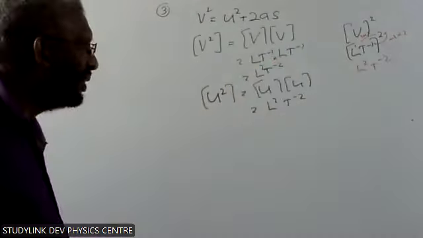Then after that, dimensions of 2as. 2 is not needed. Dimensions of a into dimensions of x. a is LT minus 2 into L. Then L squared T minus 2. Then see, L squared T minus 2, L squared T minus 2, L squared T minus 2. Dimensions of all terms are the same. Therefore, given equation is dimensionally correct.